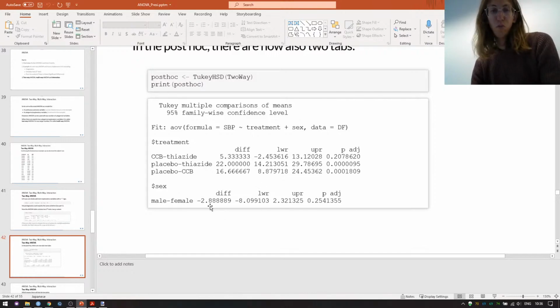So we do observe some difference between the means of males and females, but the confidence interval that belongs to this difference, it does contain 0, and that's why the p-value that we observe is above alpha.